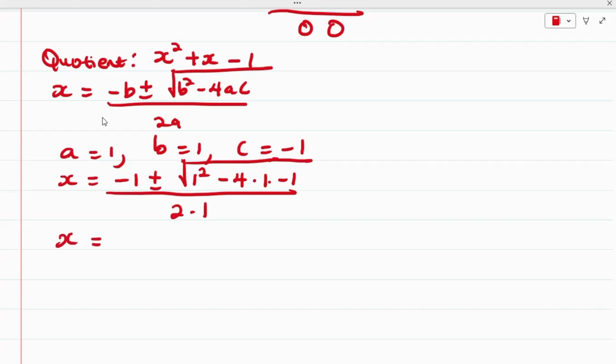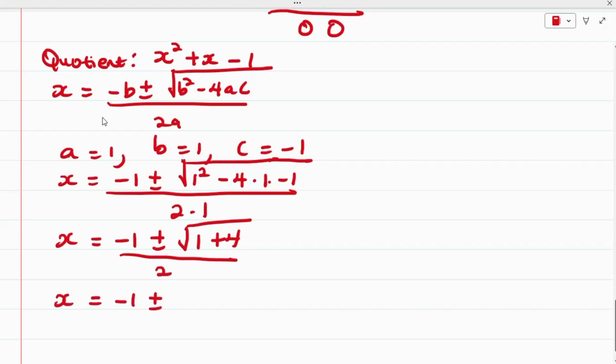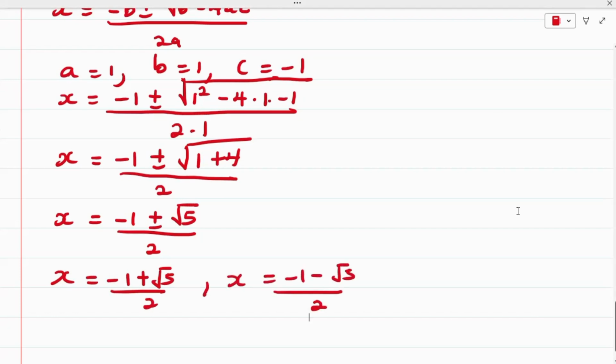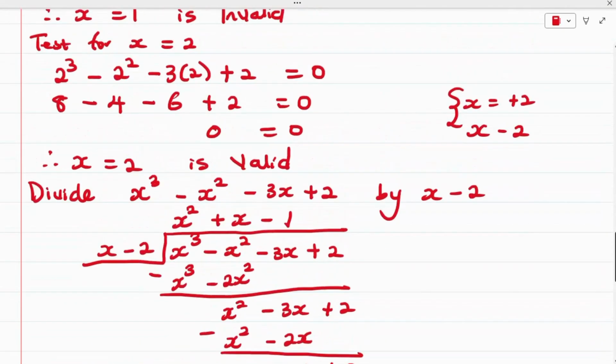So x is equal to minus 1 plus or minus the square root of 1 minus 4 multiplied by 1 multiplied by negative 1, which is plus 4, divided by 2 multiplied by 1, which is 2. So x is equal to minus 1 plus or minus the square root of 1 plus 4, which is 5, divided by 2. So from here we have x is equal to (-1 + √5)/2, and x is equal to (-1 - √5)/2. So we have been able to solve for all the values of x.